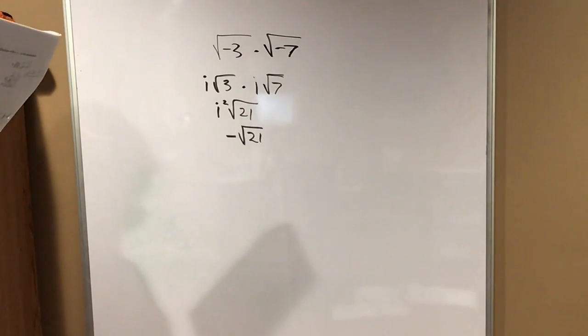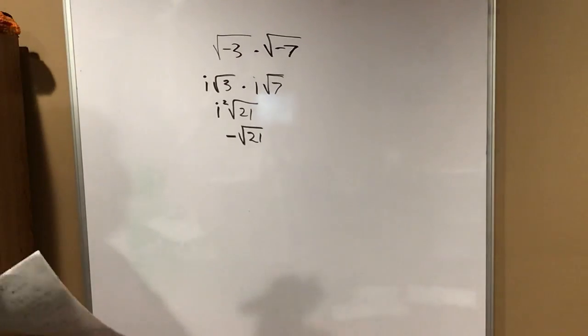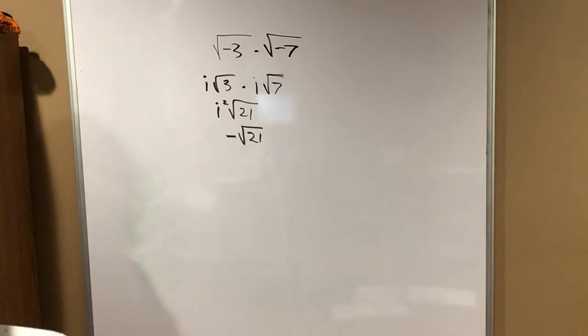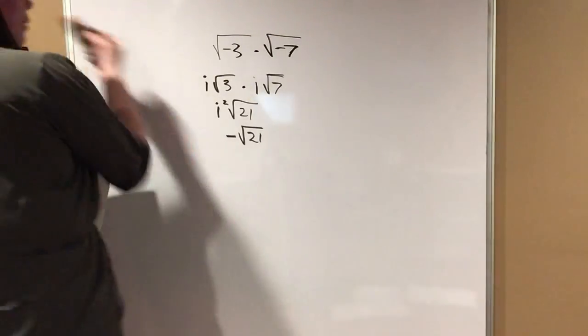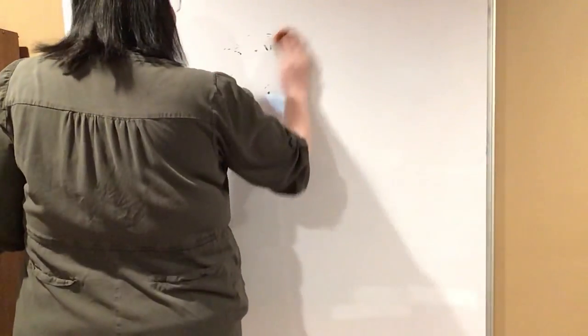I love pulling i's out. That sounded really bad, but I love pulling i's out. Not my own eyes, just imaginary numbers. That's why it sounded really bad. I like pulling i's out.